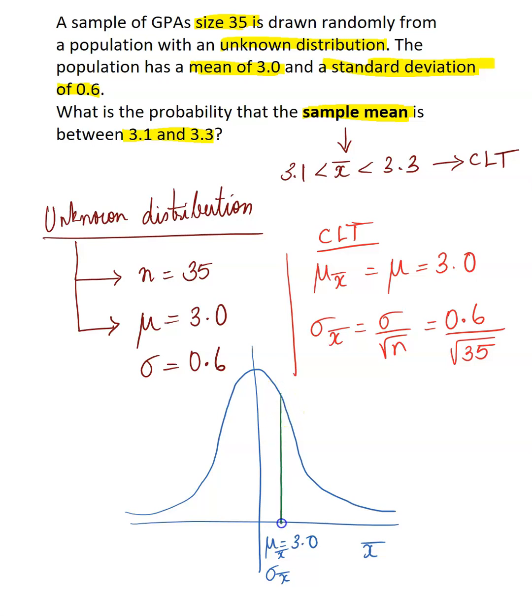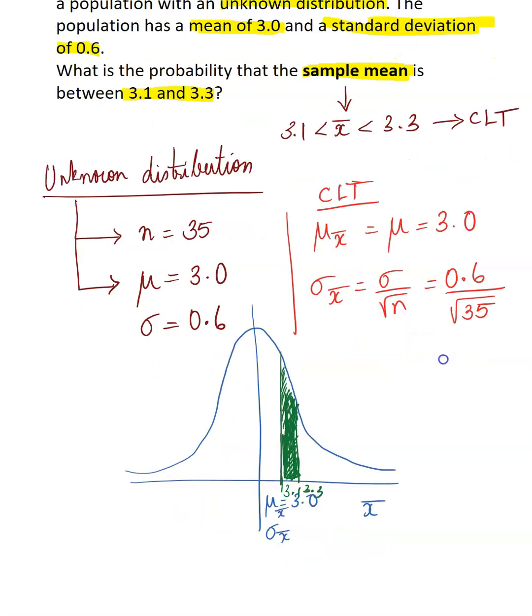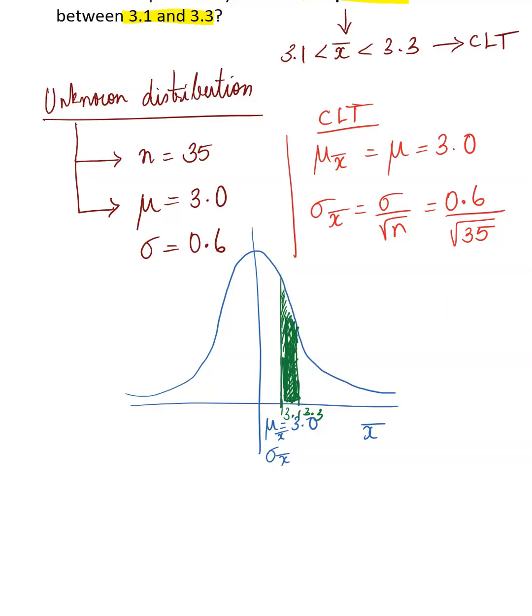3.1 and 3.3. Let's say it's here. So it's this shaded region. All right. So look at where it begins and where it ends. We already have that information pulled from the problem, but we know that this is going to be the probability of 3.1 less than x bar less than 3.3.